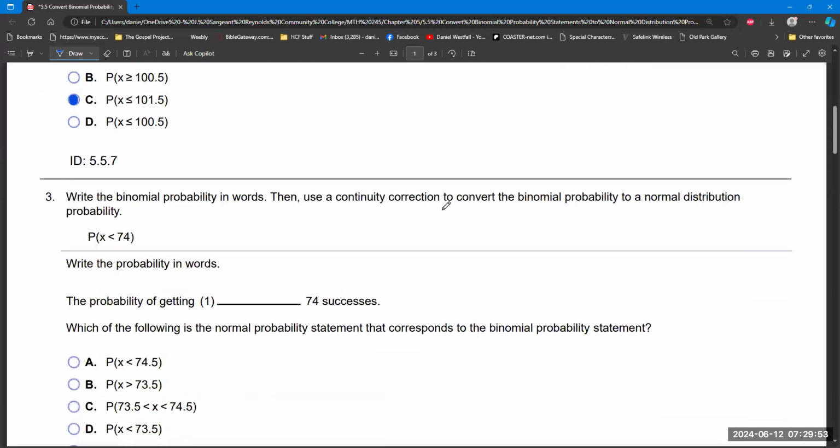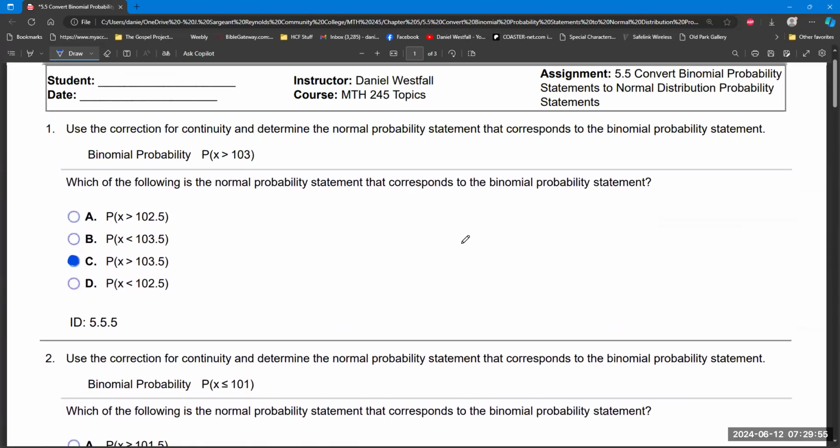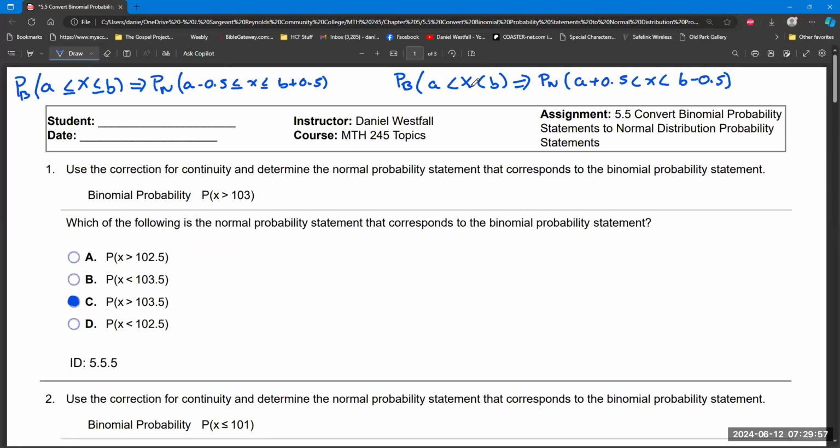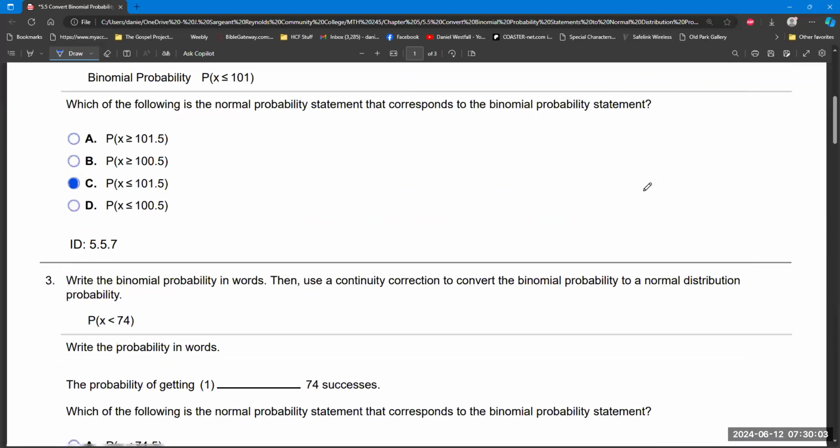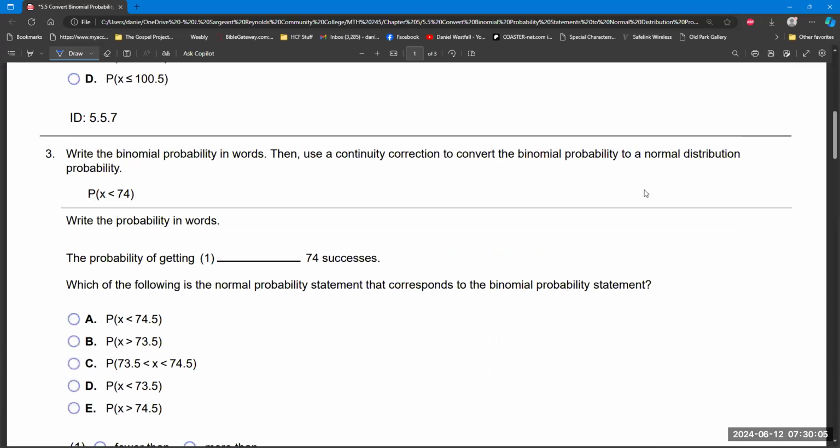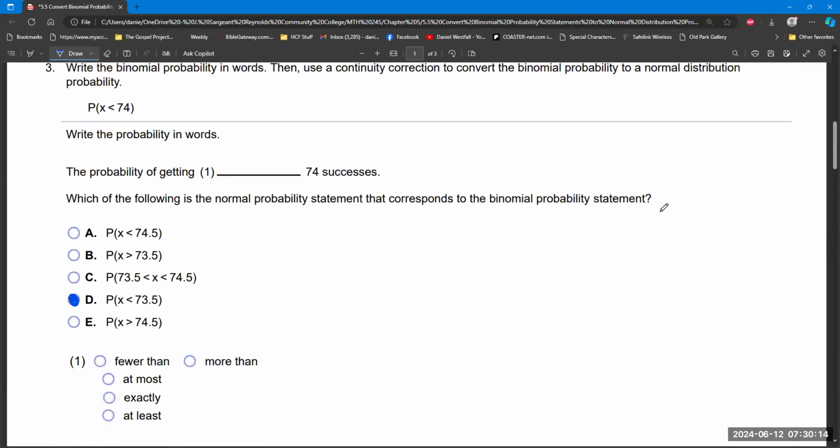Now x is less than 74. So strictly less than 74. 74 is b. In this situation, I'm going to subtract 0.5, and I get 73.5. And then we need to think about this in words. Less than is going to be fewer than.